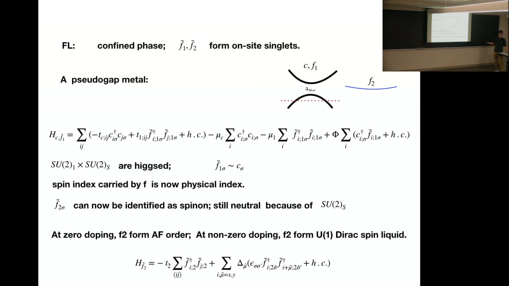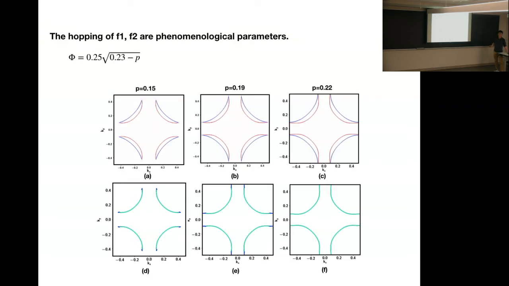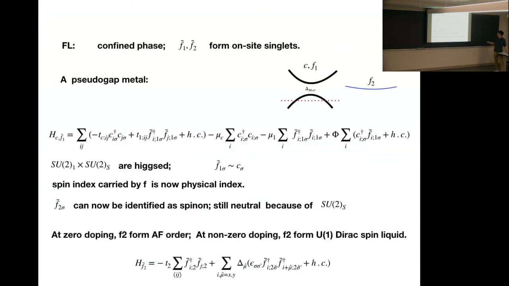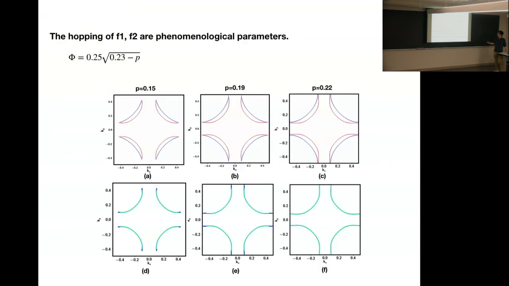Okay, so this is my theory for the gap. Here I want to show you some properties. From this picture you can easily understand that there is a small pocket. As I said in the beginning, in ARPES you see an arc. That's one difficulty, which I will explain later.